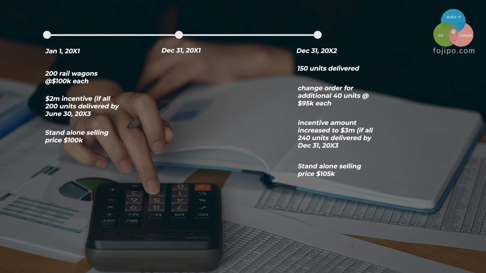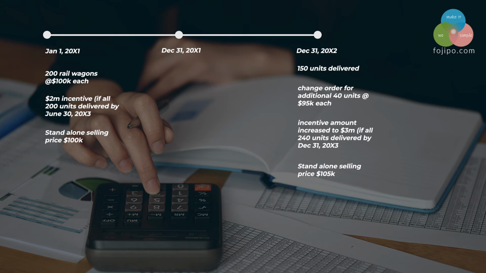Everything was relatively simple and straightforward until December 31st, 20X2, when you received the change order. You got a change order to deliver another 40 units of rail wagons at 95K each, and incentive amount was also increased from $2 million to $3 million provided you can deliver all 240 units in 36 months time, that is by the end of December 31st, 20X3.